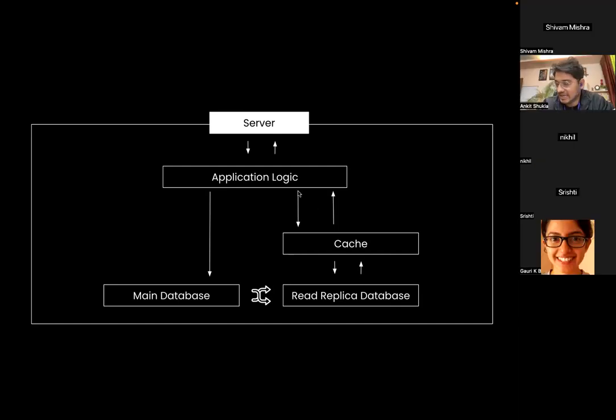Here we have an application logic, and there is a main database and a read replica, which we have taken from the previous slide. Here we have introduced a new layer of cache. Whenever a read request happens, the system first checks the cache, and if the data is available, it gives you the data. If it is not available, it goes to the read replica, copies that data, puts it in the cache, and also sends it to the application logic. It will make sure that the data is faster.